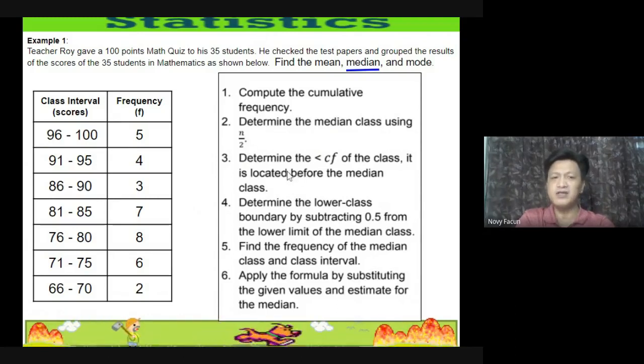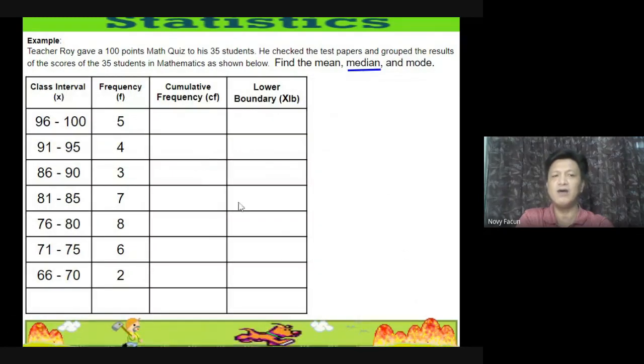So then step 3, determine the less than cumulative frequency of the class. It is located before the median class. And step 4, determine the lower class boundary by subtracting 0.5 from the lower limit of the median class. And step 5, find the frequency of the median class and the class interval. And last one, apply na natin yung formula by substituting the given values and estimate na natin yung ating value for the median.